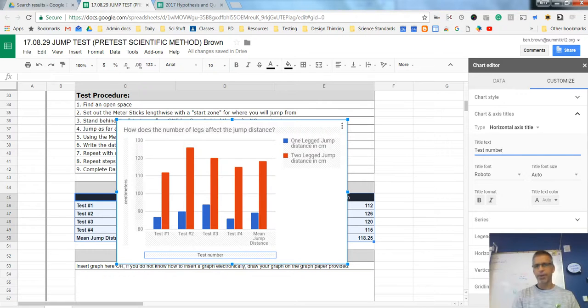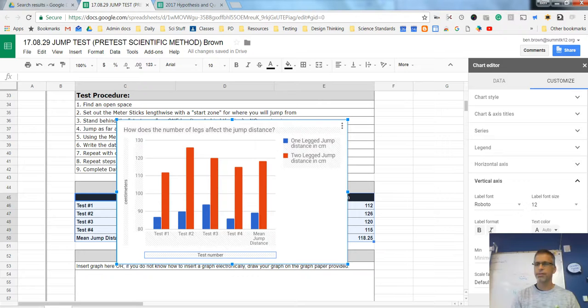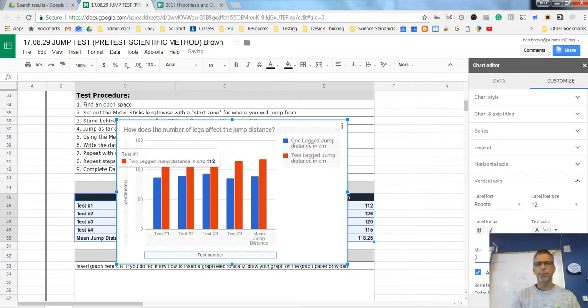One thing that I don't like about this is that it starts at 80. When a graph starts at 80, it's really hard to compare it to some other graphs. So I like to have a standard starting point depending on the graph that I'm doing. So for this graph, I would go to my chart editor, go to vertical axis, and I would set my minimum value at 0. By setting my minimum value at 0, it gives me a much more direct comparison of the distances that we jumped.